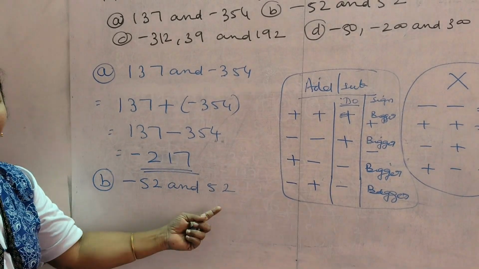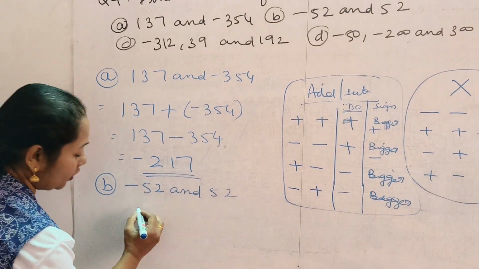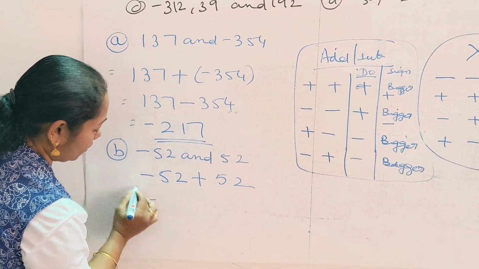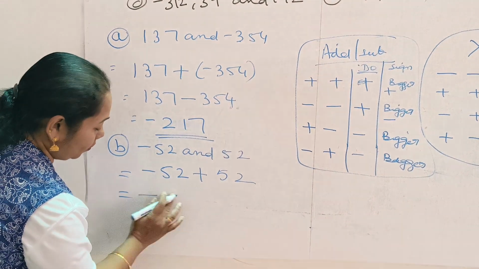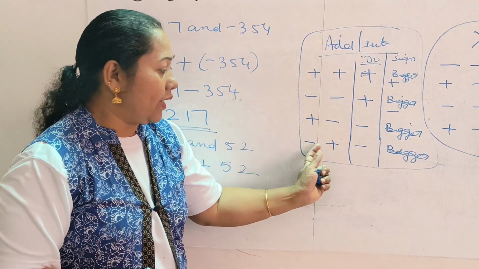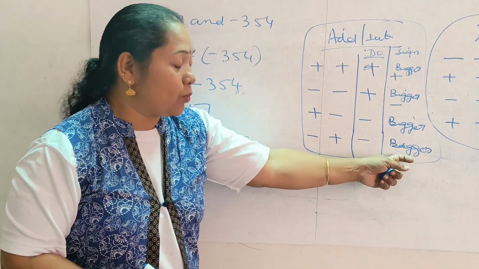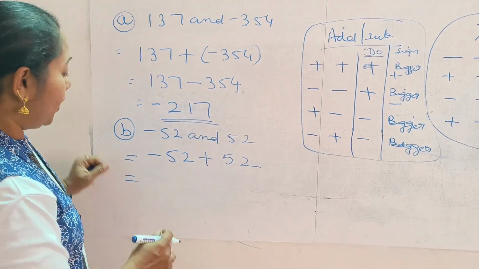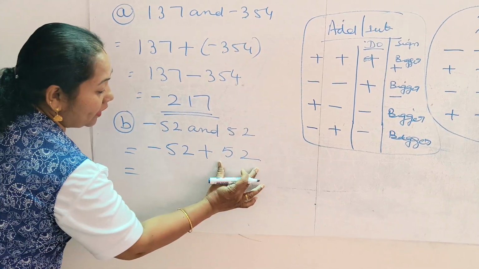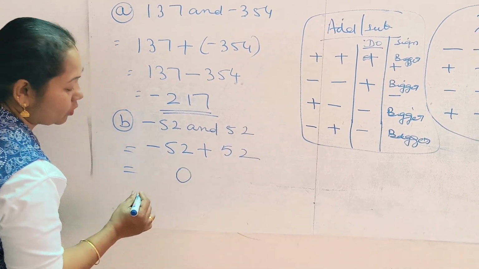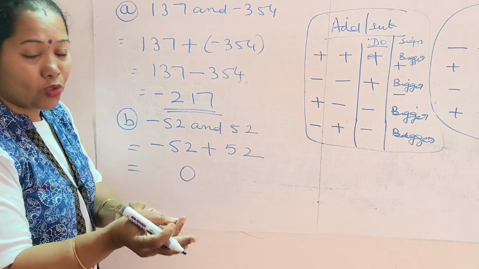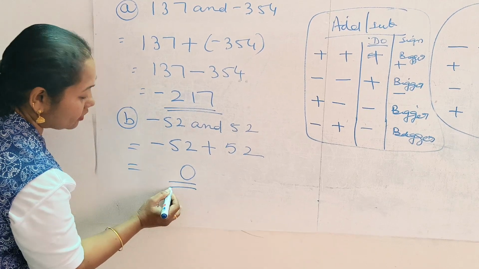Next, minus 52 and 52. Here also we will do the same thing. Minus 52 plus 52. One is minus, one is plus, so we will do subtraction and put the sign of the bigger one. 52 minus 52 is 0. We don't have to put any sign for 0, neither minus nor plus. We just write 0 only.